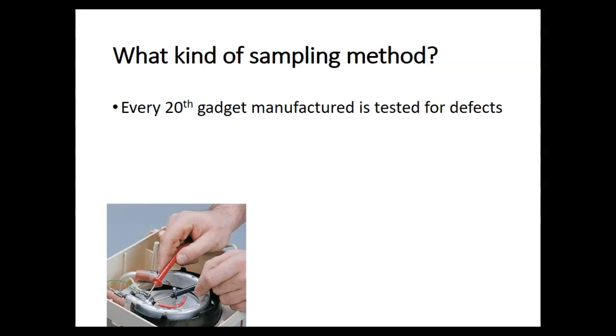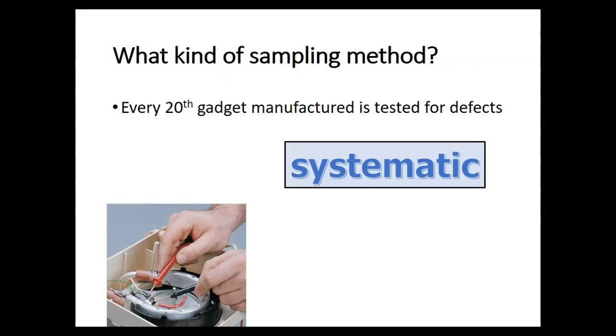What about if every 20th gadget manufactured is tested for defects? So when they come off the assembly line, you don't want to test every single one of them, but every 20th one gets tested. That would be systematic.